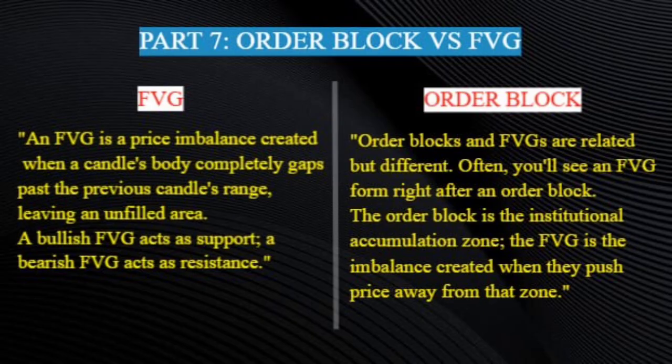Order blocks and FVGs are related but different. Often you'll see an FVG form right after an order block. The order block is the institutional accumulation zone. The FVG is the imbalance created when they push price away from that zone. Many high-probability setups combine both. An order block that aligns with an FVG creates a powerful confluence zone.